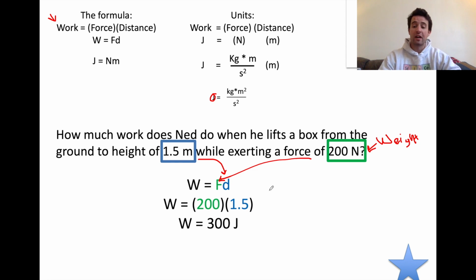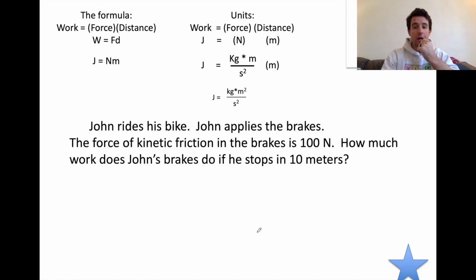As we move forward here, we're going to add a little bit more complexity to these problems. Here's a question about John riding his bike. He applies brakes, and it says the force of kinetic friction in the brakes is 100 newtons. How much work does John's brakes do if he stops in 10 meters? Here's what I want you to do, guys. I want you to try this problem out on your own. Pause the video, try it out, and then we'll go over the answers together.